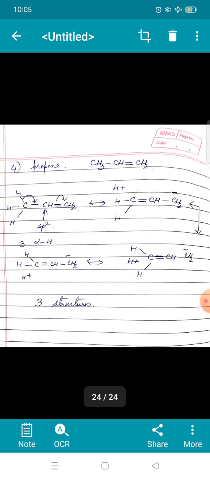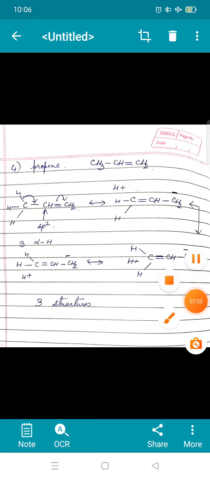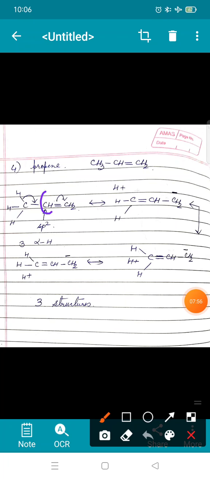And the last one we are doing is for propene. Propene is the example where we don't have a positive charge but we have an unsaturation. Okay, so here what happens, you can see this carbon is sp2, this carbon is also sp2, and this carbon is having an alkyl group attached to it. So we have 3 alpha hydrogens here, this is the alpha carbon, so we get 3 structures.